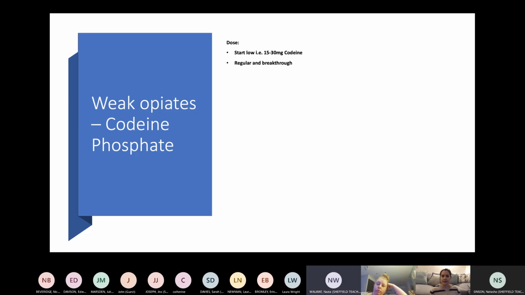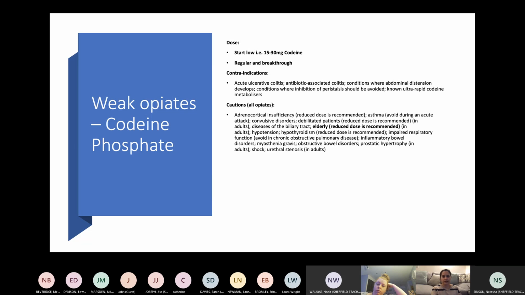And depending on the pain and what they need, you could consider giving it regularly, so 15 milligrams regularly, plus maybe 15 milligrams breakthrough if they need it alongside it. So contraindications are a lot of bowel stuff, but in particular, I just wanted to point out that in the cautions, and this is for all opiates, it does state that in elderly you need to consider a reduced dose. So that's, again, in the BNF.